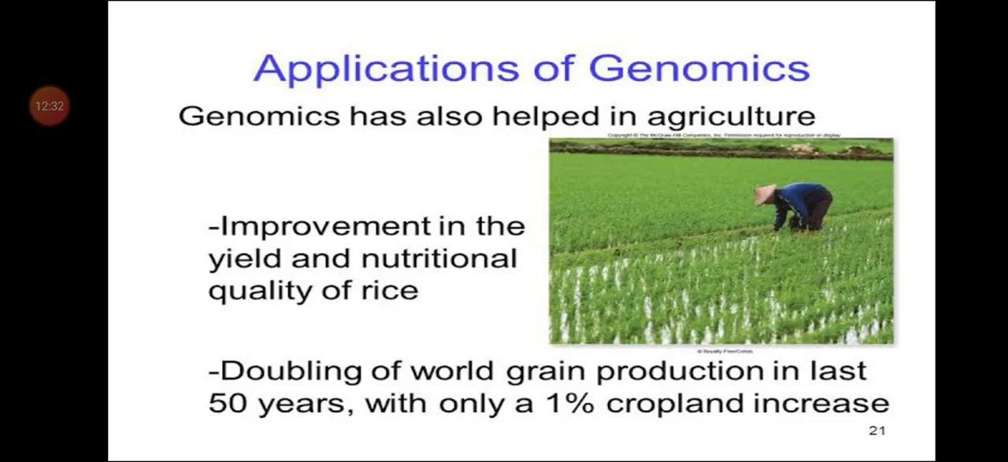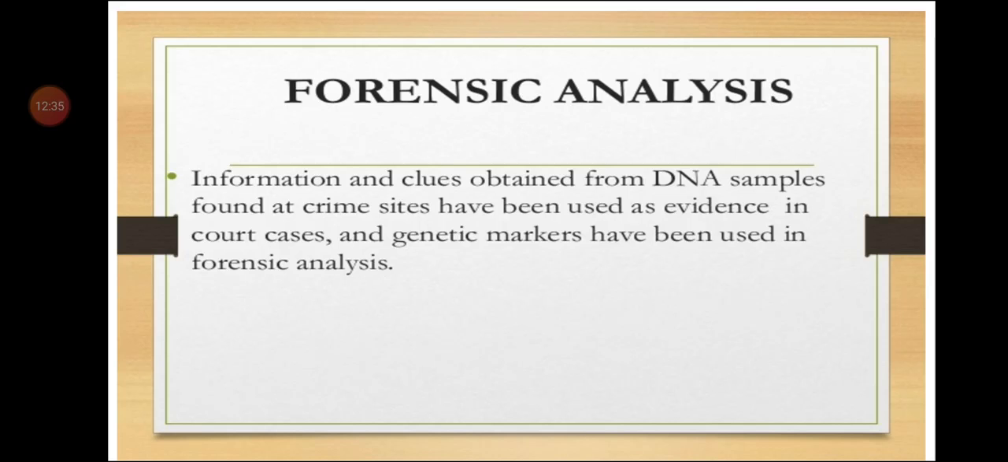Moving on to the next application, forensic analysis. Genetic markers developed in genomics have applications in forensic analysis. Information and clues obtained from DNA samples found at crime sites have been used as evidence in court cases, and genetic markers have been used in forensic analysis. This is a major and very important application.